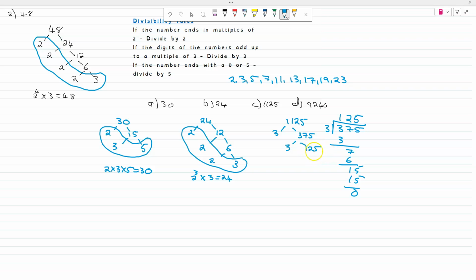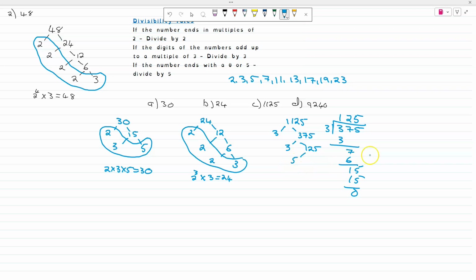No, it can't. It's not an even number. How many times can 3 go in there? 1 plus 2 is 3. 3 plus 5 is 8. So 3 cannot go in there because 8 is definitely not a multiple of 3. Let's look at our next one, 5. It ends with a 5. Yes, so 5 can definitely go in here.